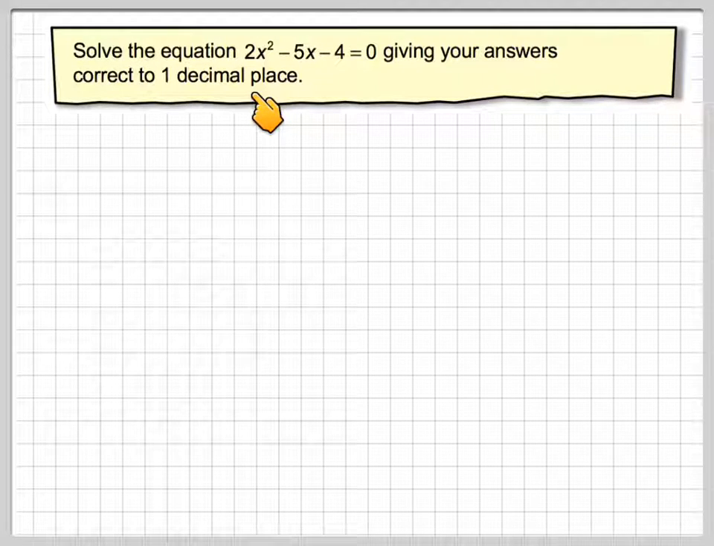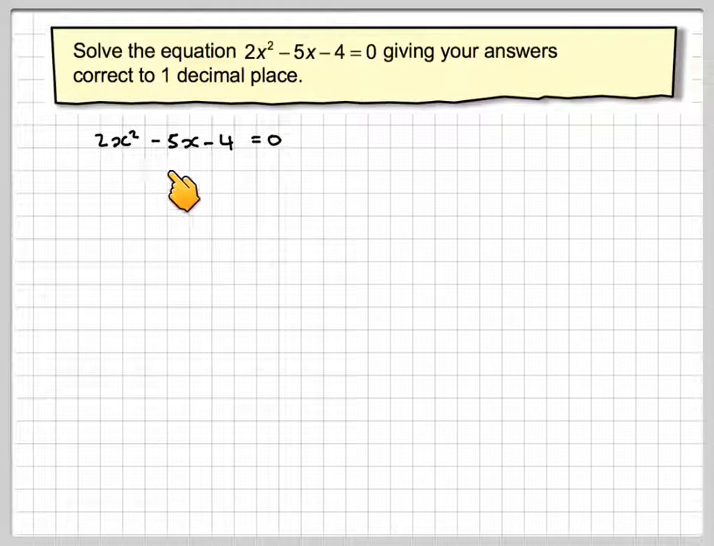Solve the equation 2x squared minus 5x minus 4 is equal to 0, giving your answers correct to one decimal place. So we've got 2x squared minus 5x minus 4 is equal to 0.